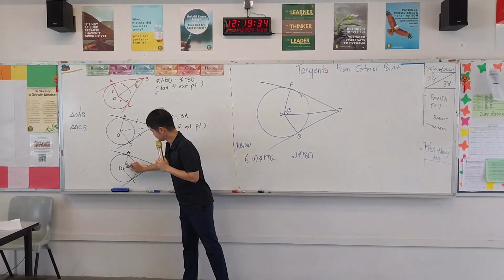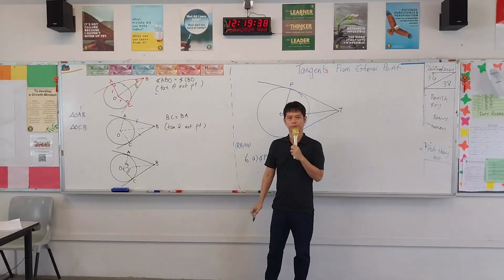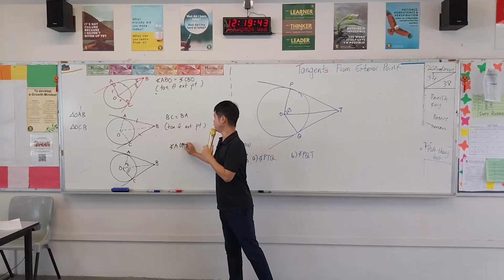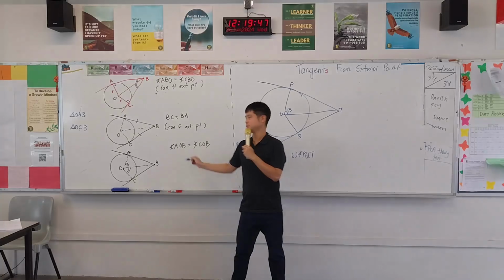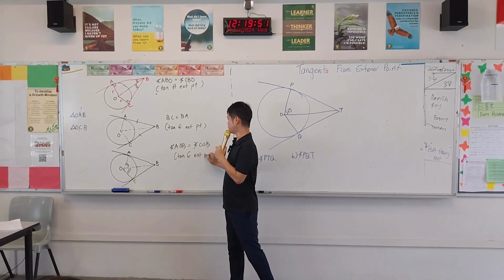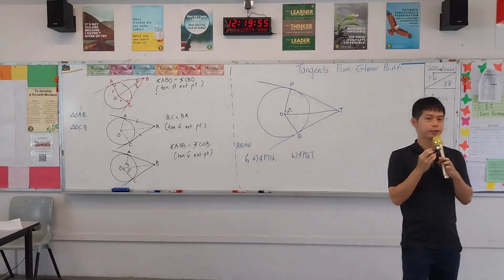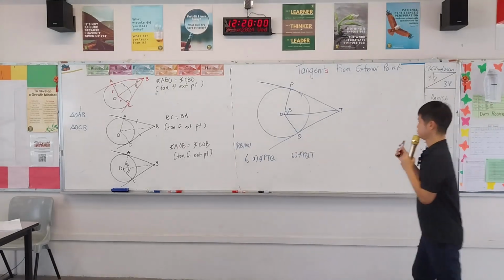This angle here and this angle here, what do you think is the relationship? They are the same again. So if I want to say that angle AOB is equal to angle COB, what must I write? Tangent from exterior points. Okay, that's it. If I want to say that these pairs of measurements are the same, I must write down tangent from exterior point. Okay, let's see how we use it.